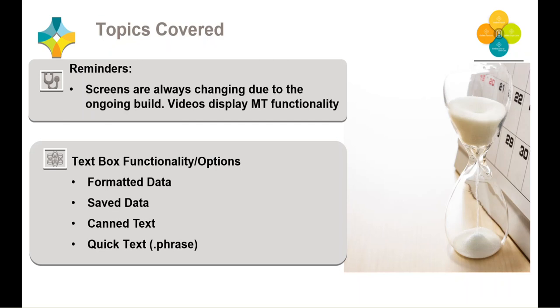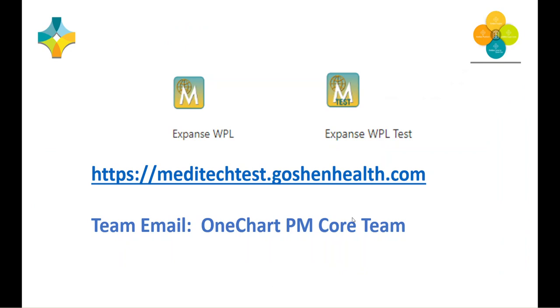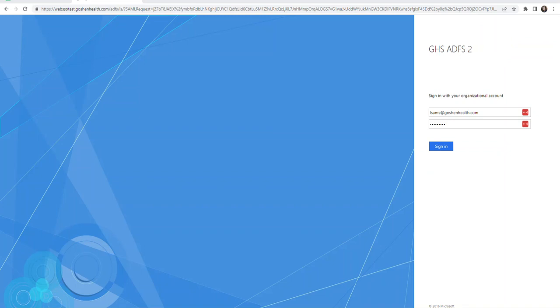We want to encourage you to play in the test environment, so feel free to follow along with this video. If you have any problems logging in, please notify us at OneChart PM Core Team email. Now, please go to your desktop and select the Expanse WPL test icon. As before, please enter your Goshen email, your password, and then click Sign In.